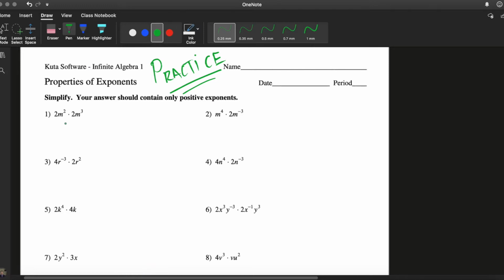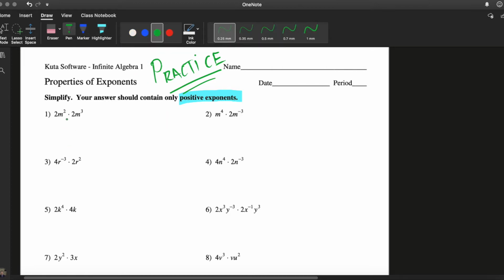The way you do these is very simple, right? It's asking you to simplify your answers, and your answer should only contain positive exponents. So if you have negative exponents, you have to go ahead and take the reciprocal, just like we talked about. This is based on that foldable that I gave you guys last class.